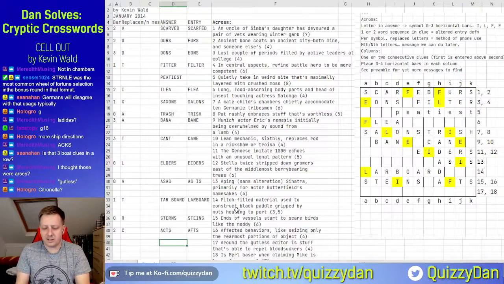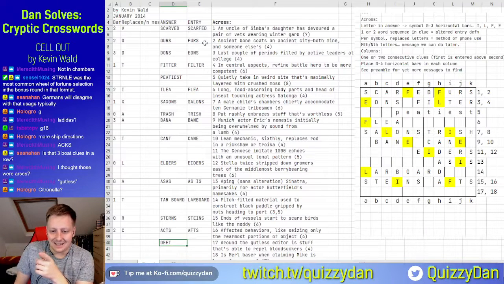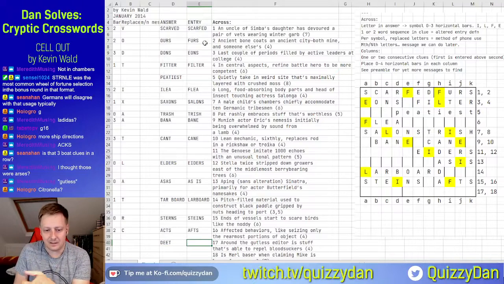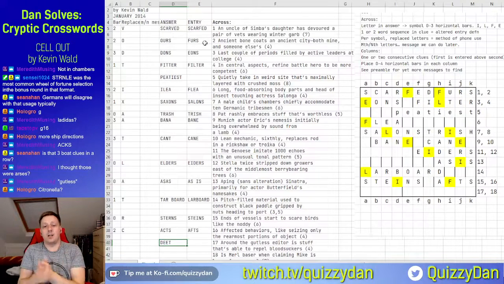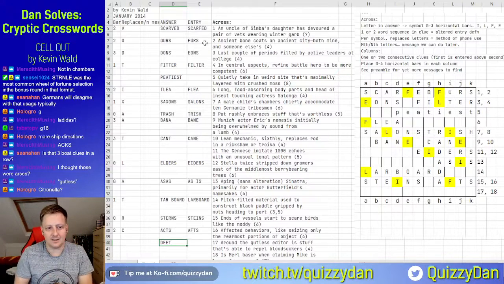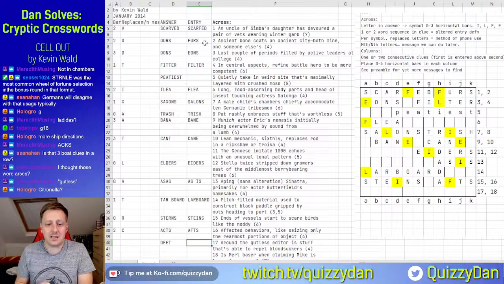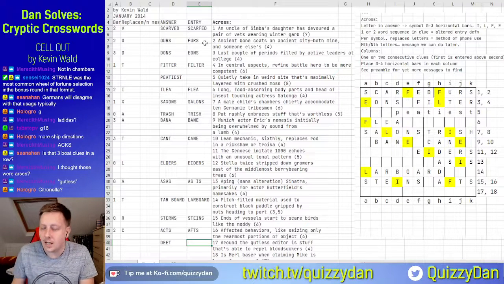If the is gutless, it's just TE, and we're going to put around it an editor, which is an ED, and that actually isn't anything. But DEET is, and that is a thing. That is an insect repellent. Around the... So it's... there we go. It's TEED, all reversed. And DEET is an insect repellent. So TE from the gutless, editor is ED, all of it reversed.